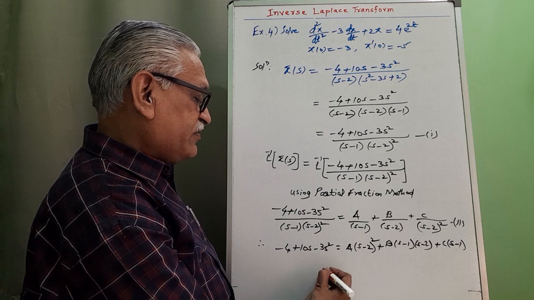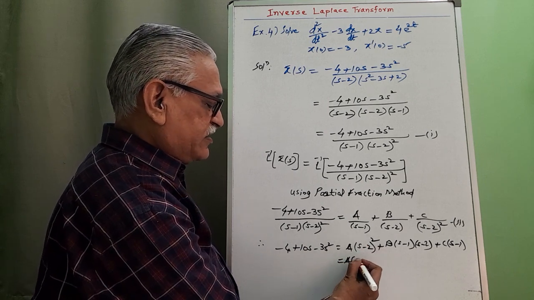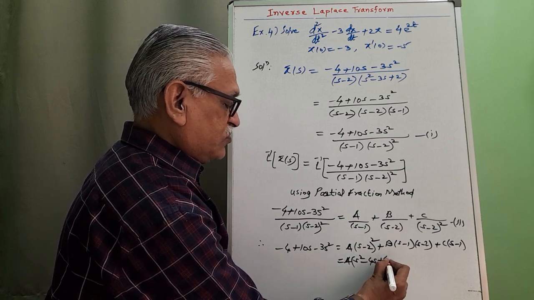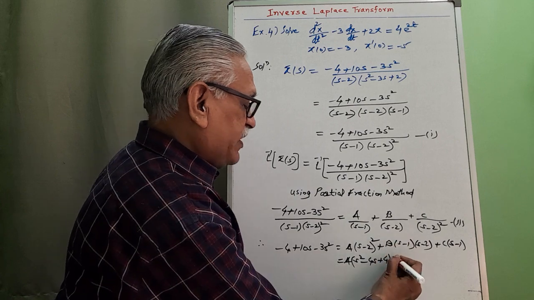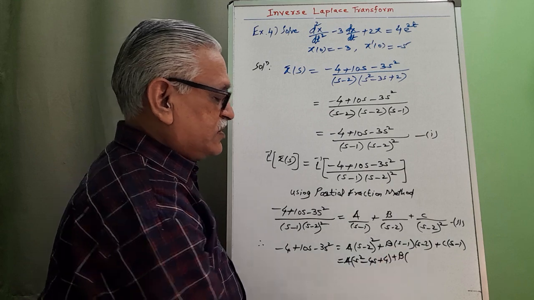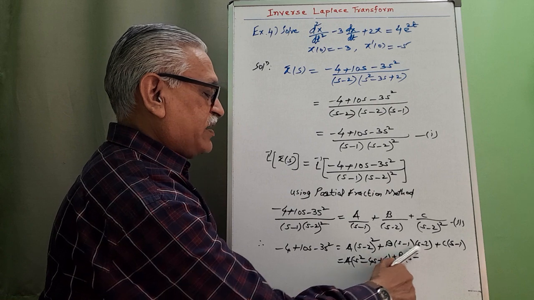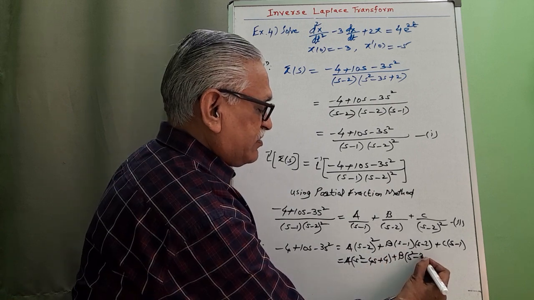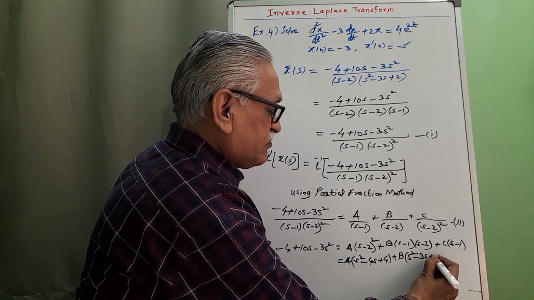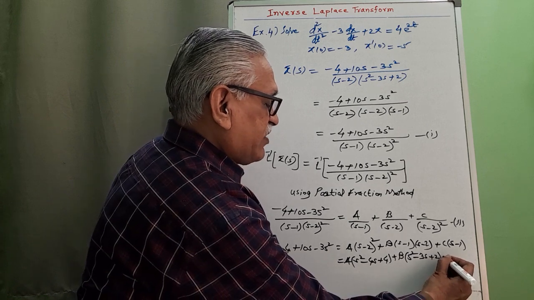Then simplifying it, it is a into, expanding it, its expansion is s square minus 4s plus 4, plus b into, a product of these two terms, it is s square minus 2s minus s, that becomes minus 3s, minus minus becomes plus 2, and plus c into s minus 1 as it is.